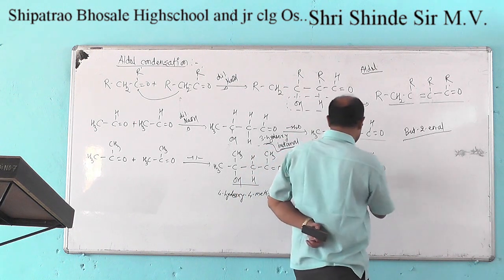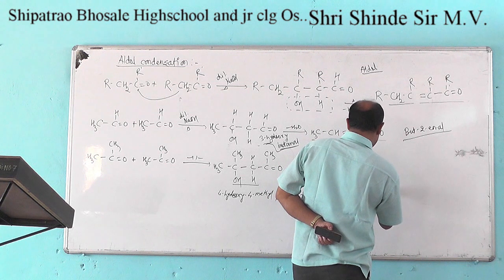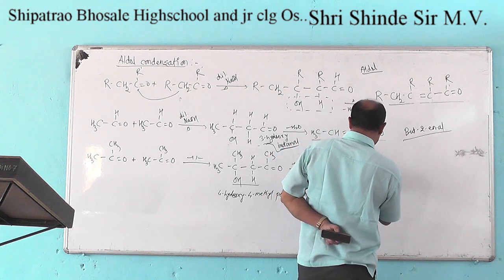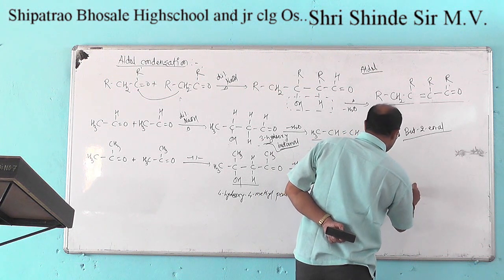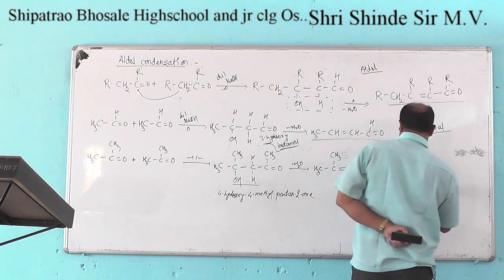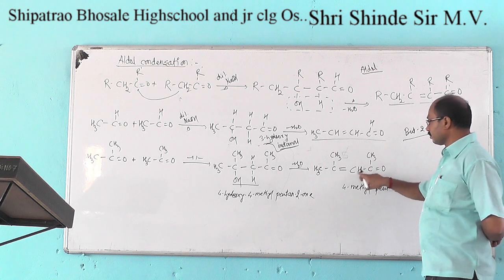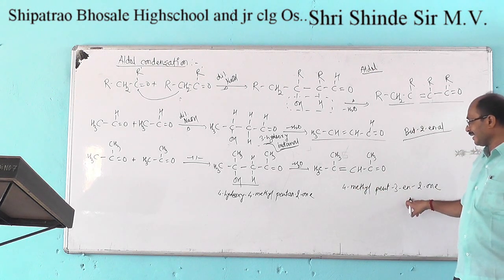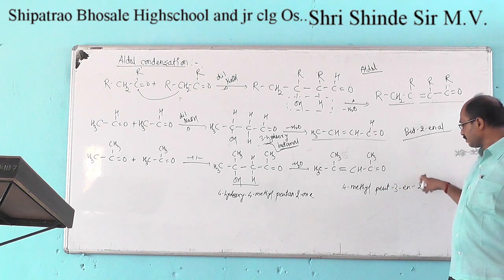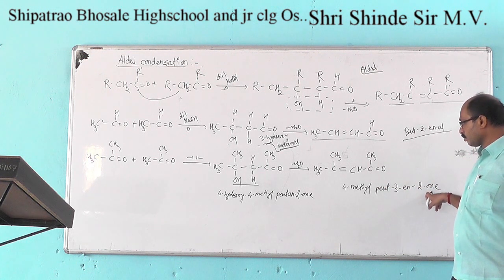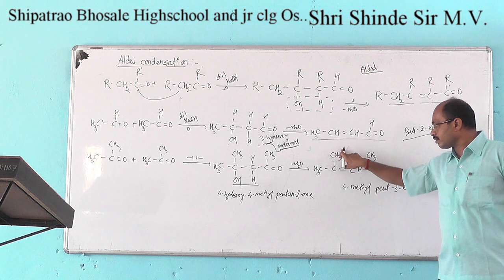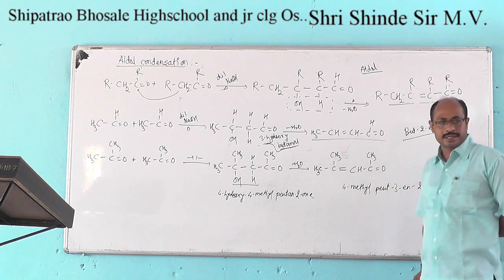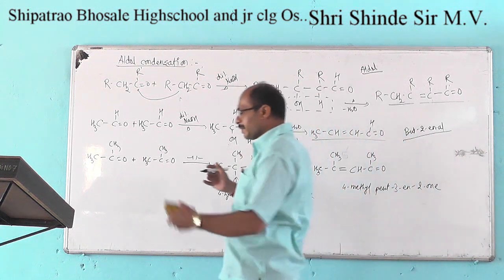4 methyl pent, with unsaturation: pent-3-en-2-one. 1, 2, 3, 4, 5. The third carbon has unsaturation, 3-en. The second carbon has the carbonyl, so it is 2-one. The fourth carbon has one methyl group. So 4 methyl pent-3-en-2-one. This one is the simple method.